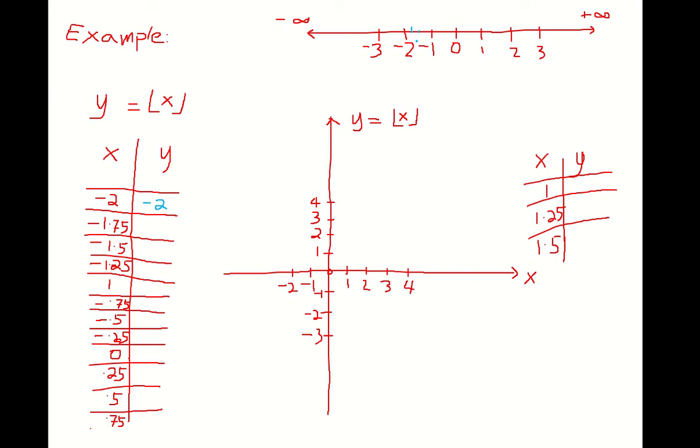So 1.75, when you round that down, this is negative, so we're supposed to round this to what, 2 or 1? So what do you think? This is a negative number.